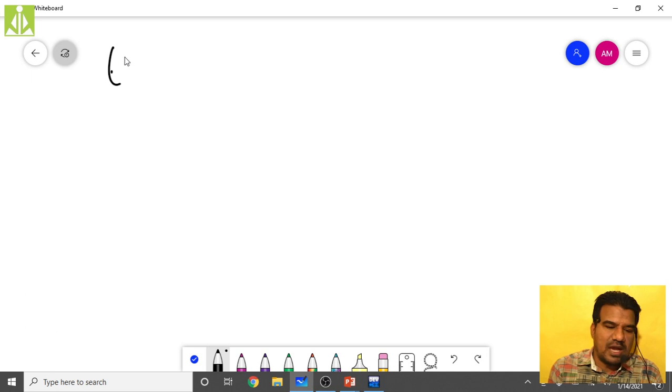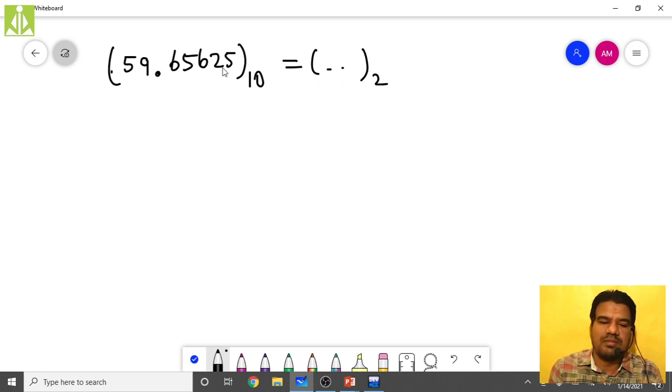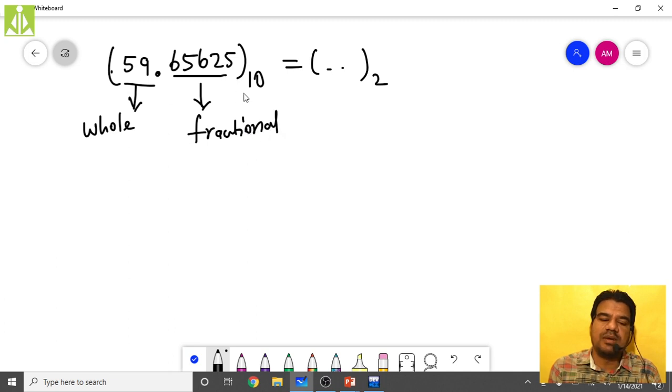Okay, so first we have 59, I'm taking 59 decimal point followed by 59.65625. You can take any random number and practice, and it is in decimal, and I want the binary equivalent of this whole number. To do this, this is having 2 parts. First the whole number part, and second the fractional part.